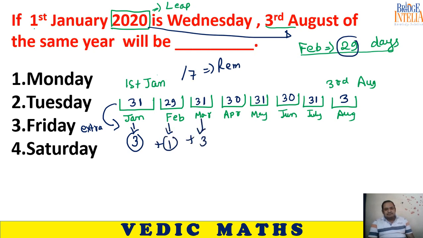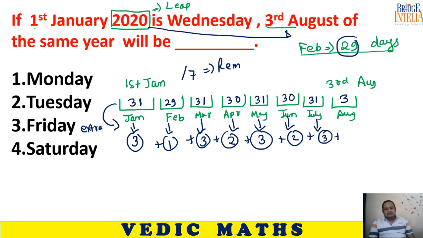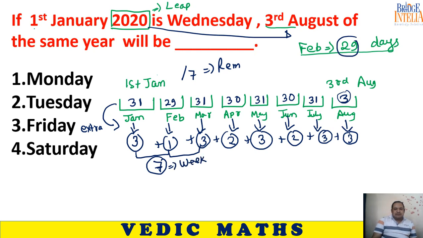Similarly 3, 2, 3, 2 again, 3, and 3 again, because 3 cannot be divided by 7, so the entire 3 will be the remainder. So now let us count extra days. So 3 plus 1 is 4, 4 plus 3 is 7. So till here the count is 7. 7 means one complete week. So one complete week can be removed, answer will not be affected.